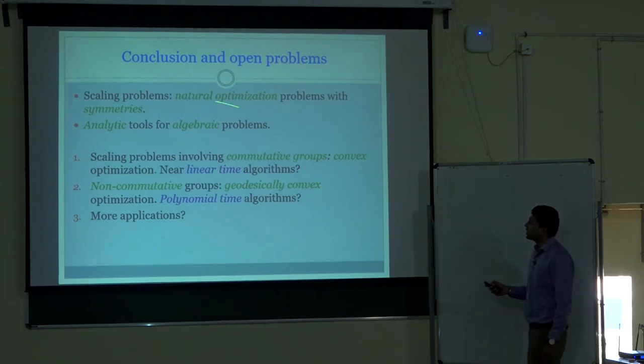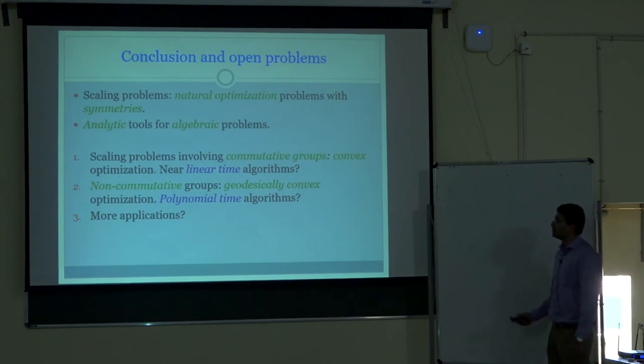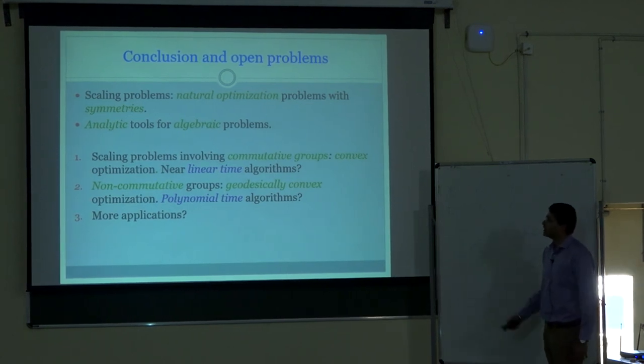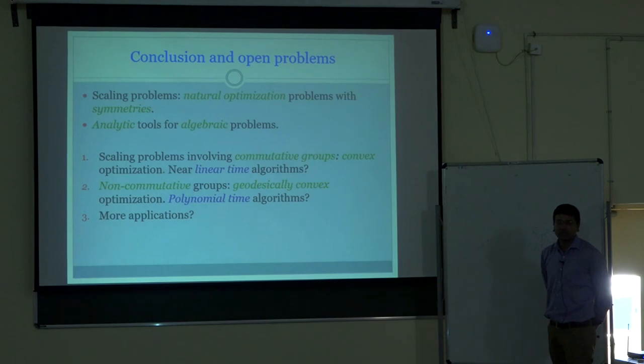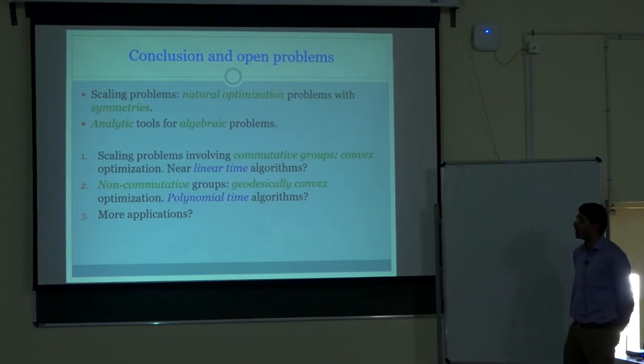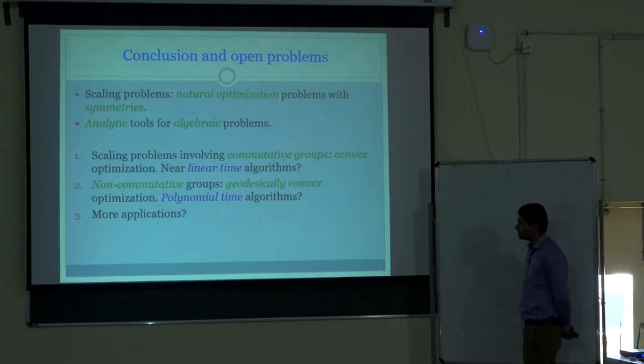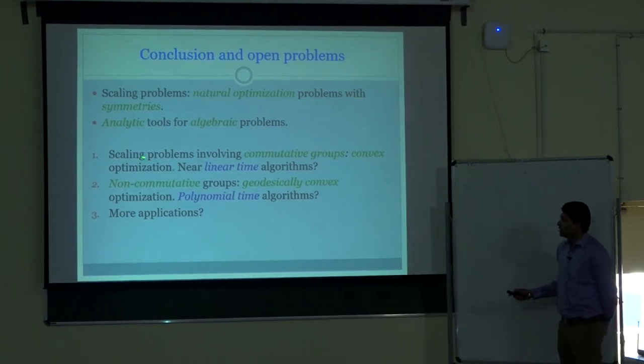So to conclude, scaling problems are basically natural optimization problems with a lot of symmetries. So you can try to use the symmetries as tools in algorithms for these optimization problems. That's something we saw. Like these determinants and permanents and so on, these are invariants for these group actions, and those we use as potential functions for analyzing the scaling algorithms. Okay, so open problems.